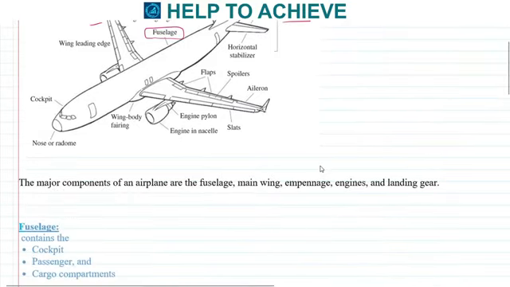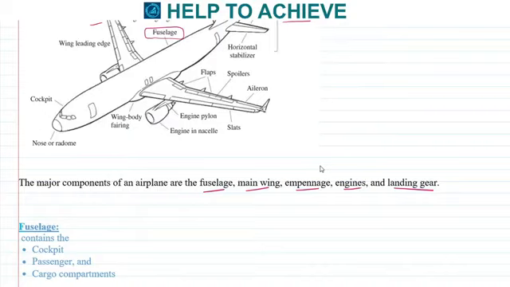Okay. So as I have said, the major components of an aeroplane are the fuselage, the wings, the empennage, the engines, and the landing gear. So starting with the fuselage. From the diagram, we know that the fuselage is nothing but the main body of the aircraft.